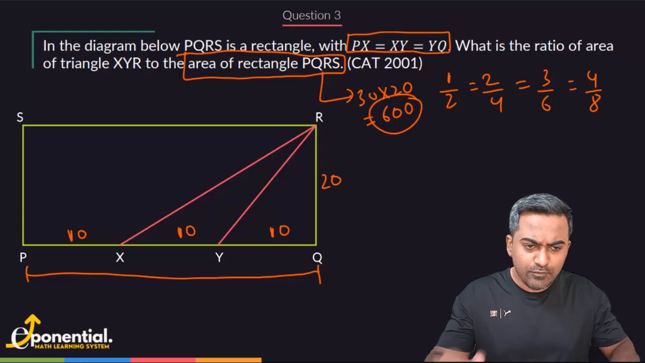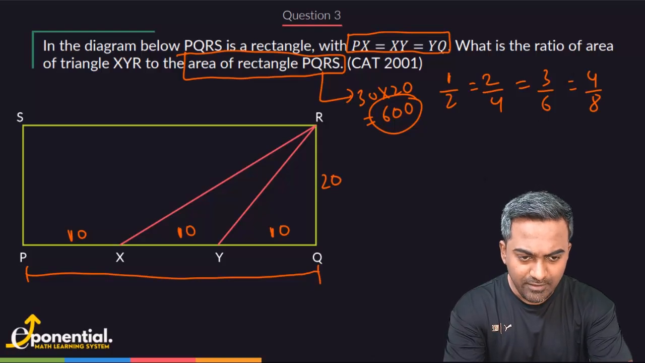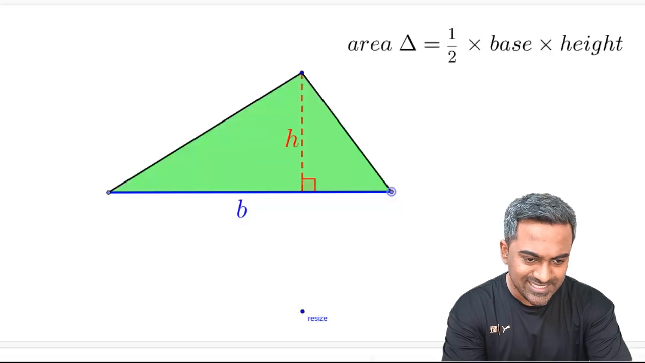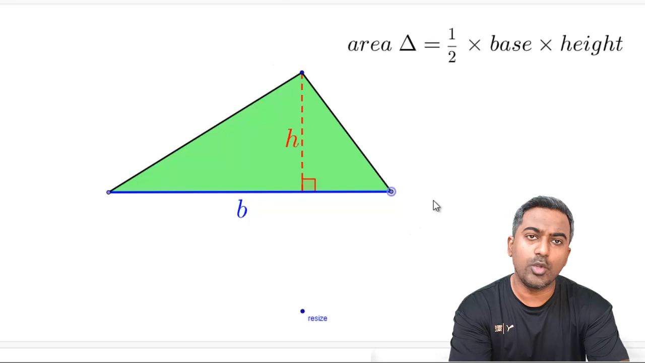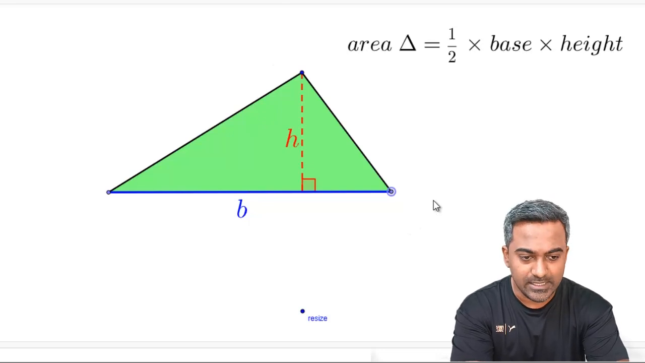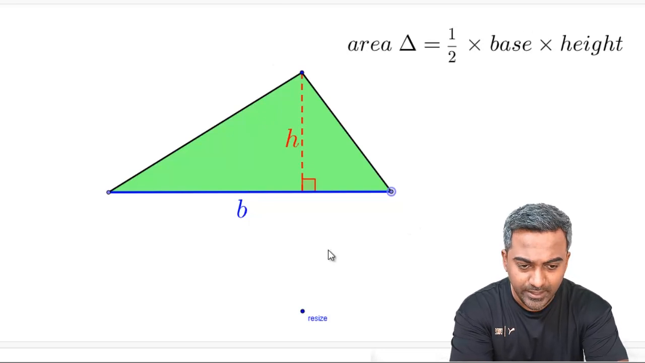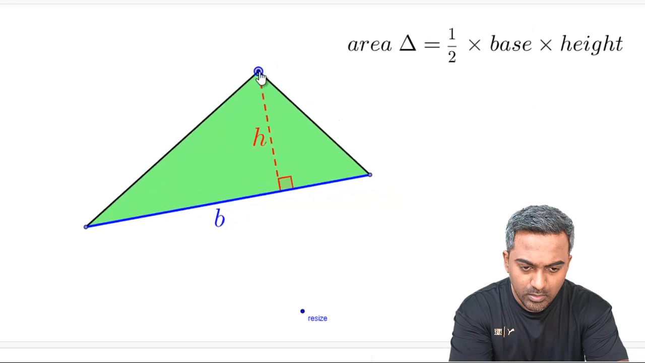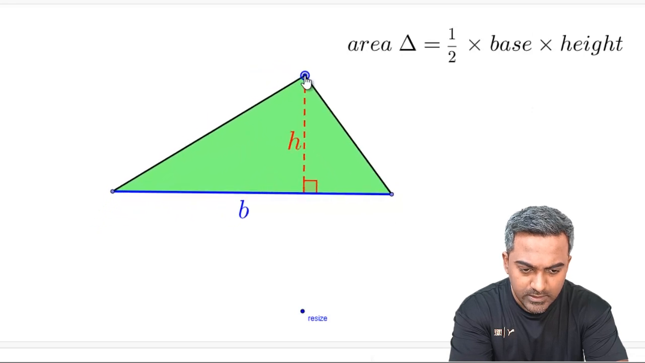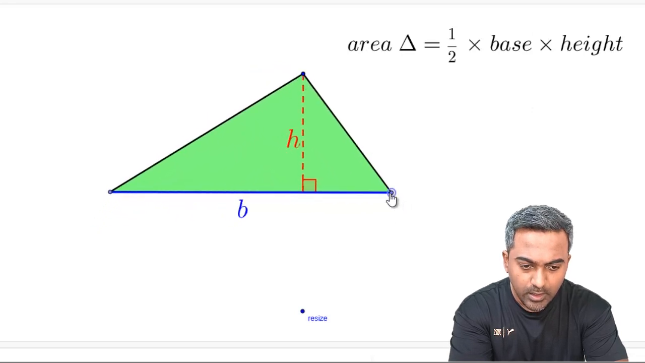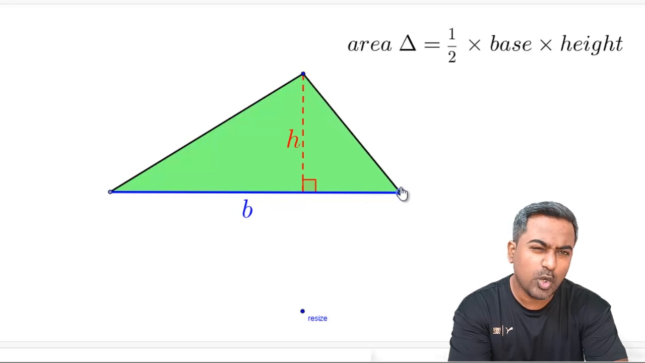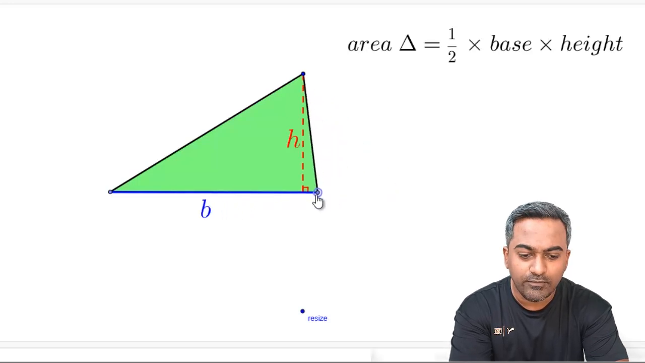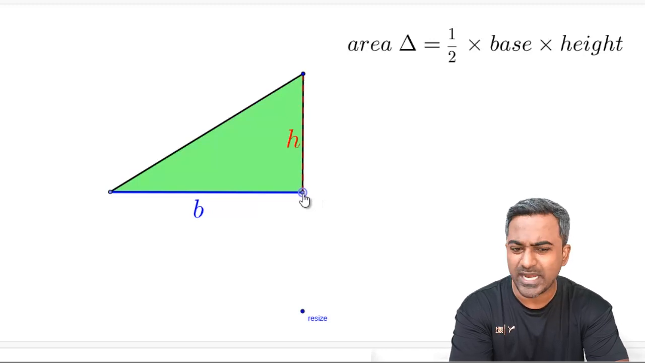XYR. Now for that, I've got a little simulation for you. Have a look at this. Because based on this, good questions can be designed. Now, we already know what the area of the triangle is, right? It's half times base times height. Now, okay, let me move this around a little bit. Now, all the three angles here are close to being acute, right? Now, if this is a right angle, the area of the triangle is still the same.